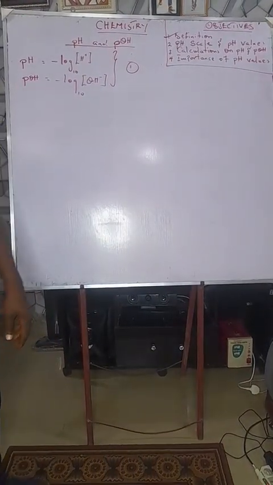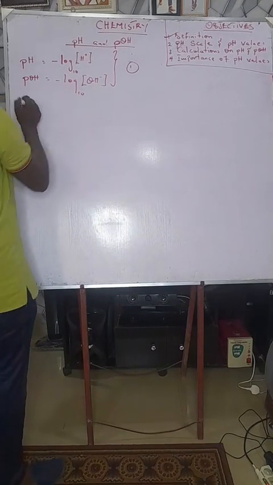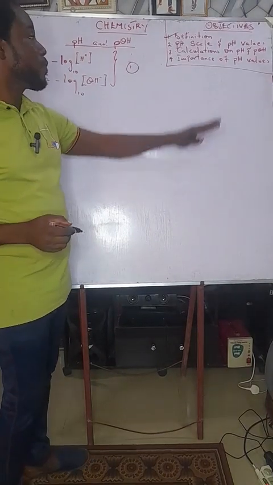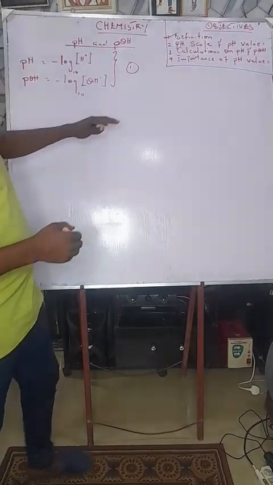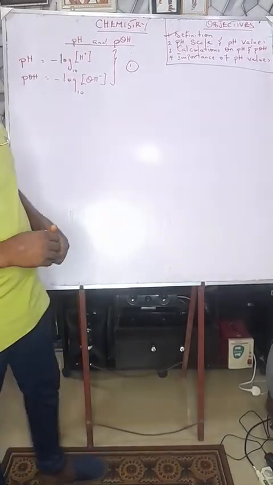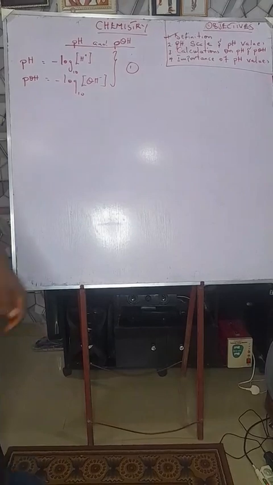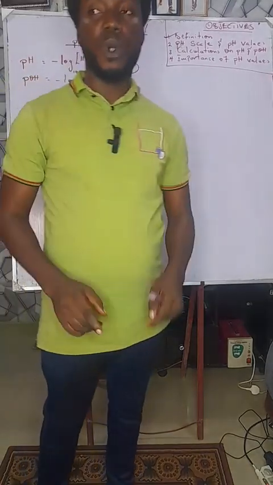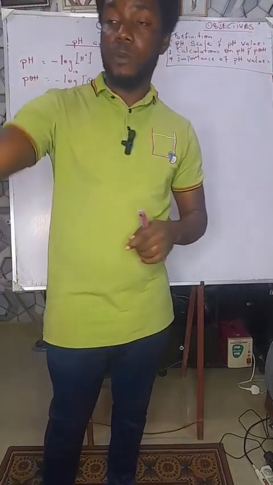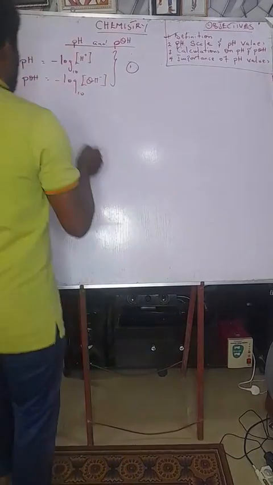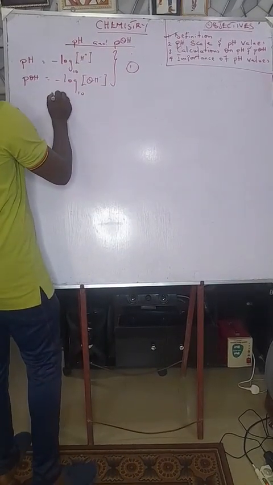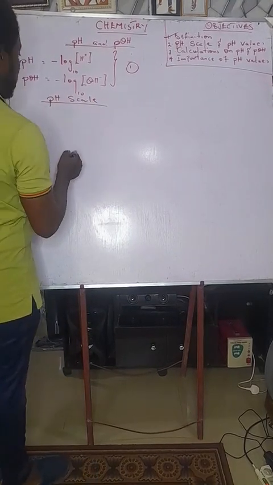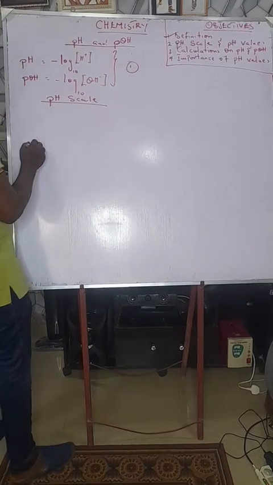Now, we are going to see the second formula. I'm done with the definition now. We want to go to the pH scale, so the pH scale will lead me to the second formula, and we are going to see the pH value on it. And what is the pH scale? It's a scale that ranges from 0 to 14. It has values that range from 0 to 14.